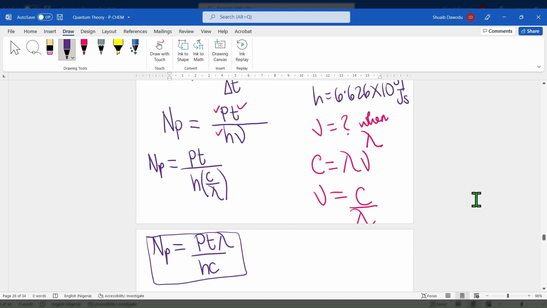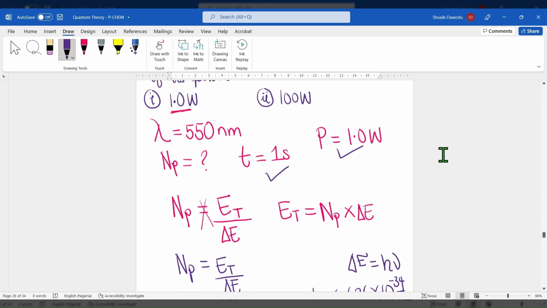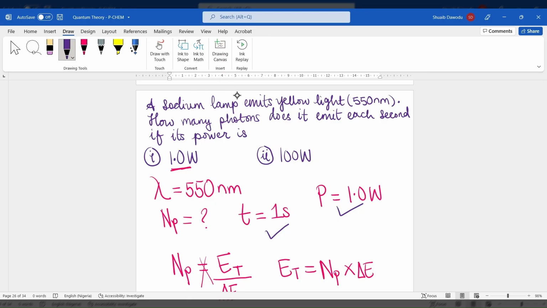Now, let me just do a short recap before I start to substitute. We're told that the sodium lamp emits yellow light of 550 nanometers. We're given the wavelength. Then we're asked to solve how many photons it emits. So we are asked to solve how many photons are emitted at that particular wavelength per second. So they gave us time, which is just each second. So that's 1 second. And they gave us the power.